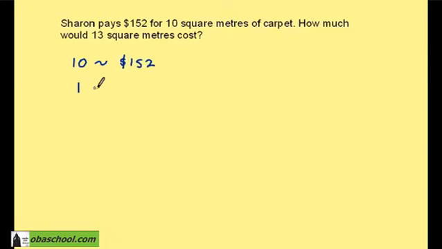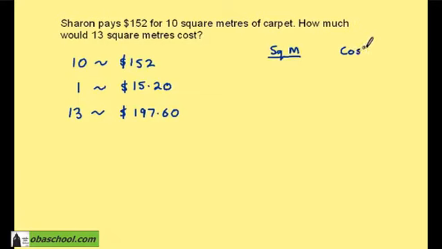Dividing by 10 tells us that 1 square meter costs $15.20. So to get 13 square meters, we need to multiply by 13, giving us $197.60. Now consider the number of square meters of carpet and the cost.